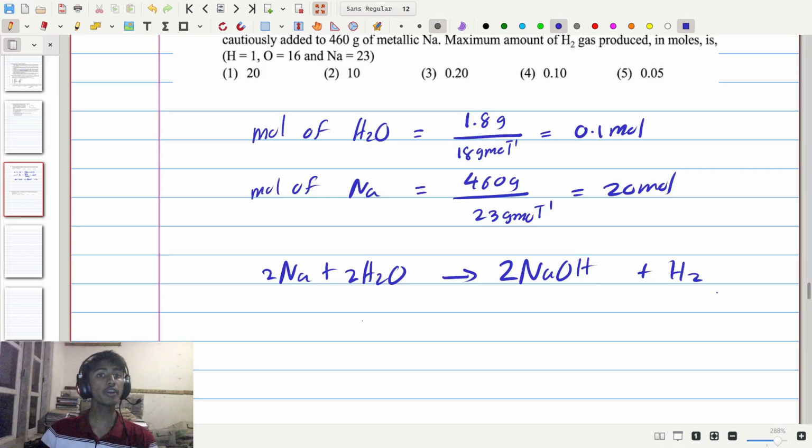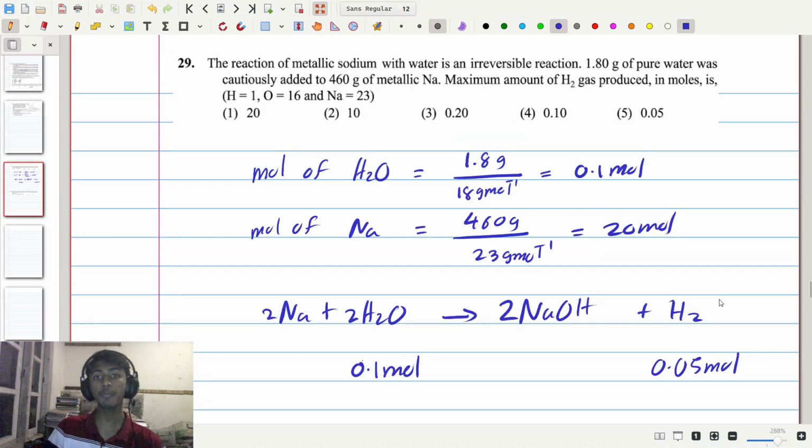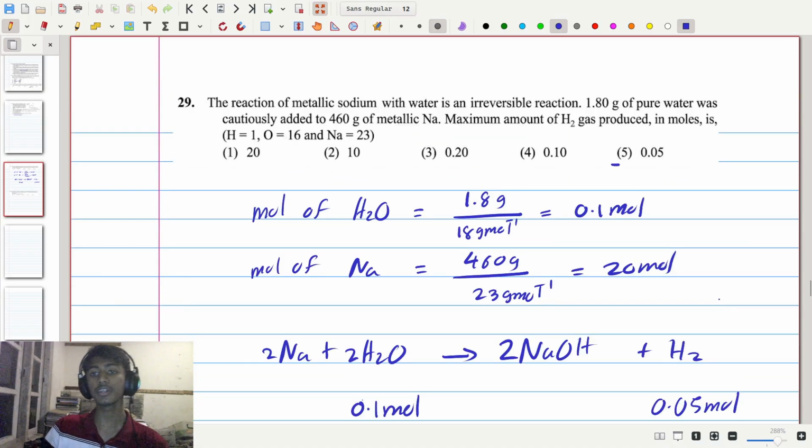Now according to the mole ratio, we can see 2 waters will make 1 hydrogen, and therefore 0.1 moles of water will make 0.1 over 2, or 0.05 moles of hydrogen gas. So therefore, the maximum amount of hydrogen gas created is 0.05 moles, or answer number 5.